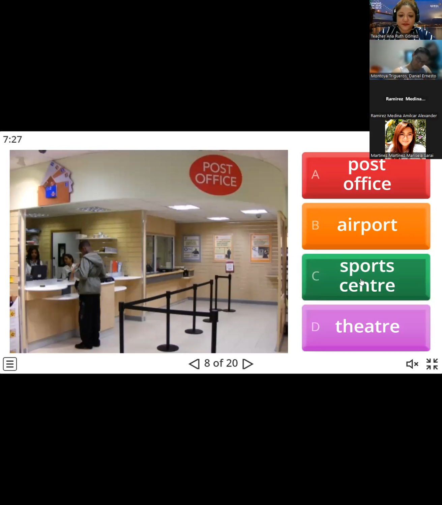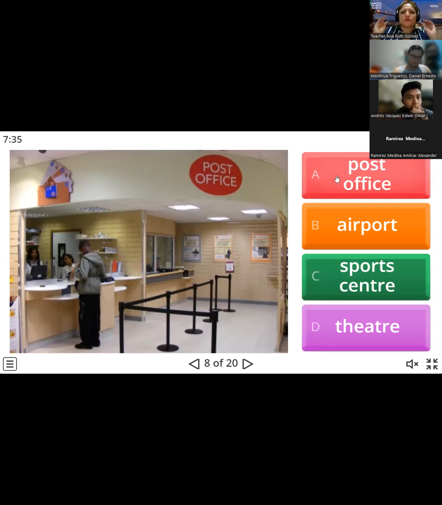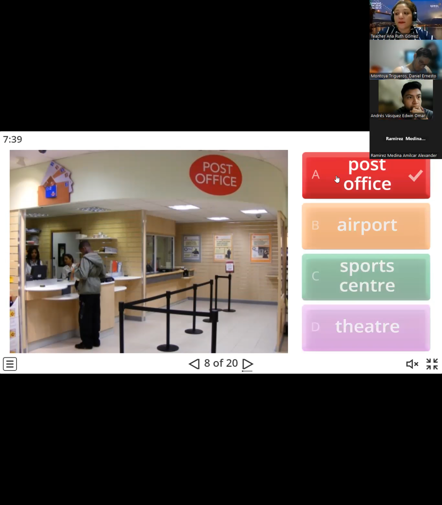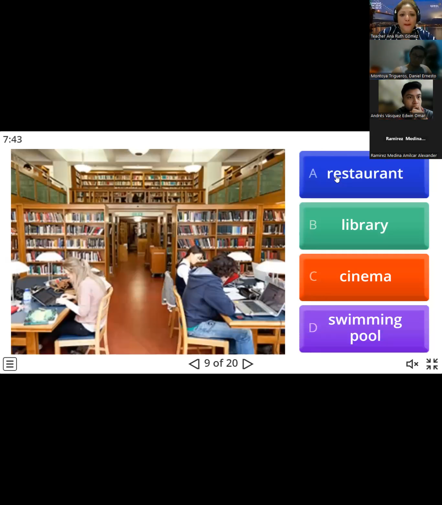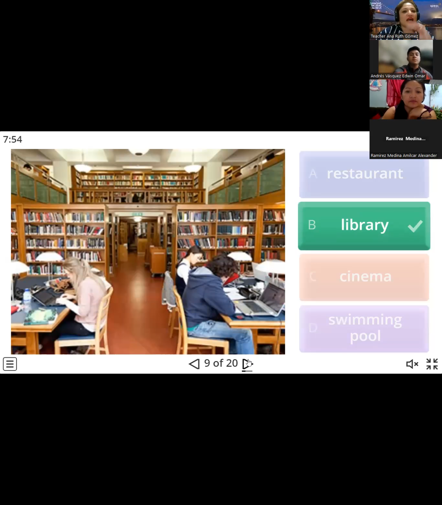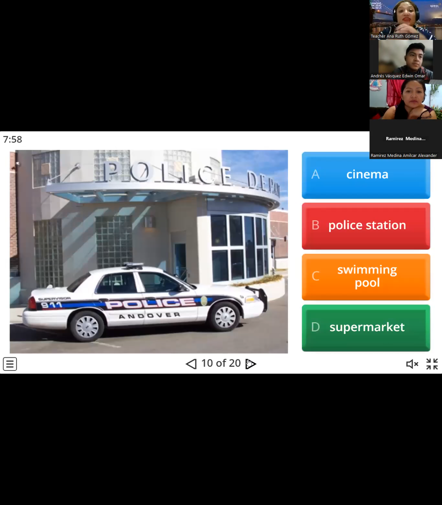Okay, what about the next one? It is a post office. All right, very good. So, American English or British English, post office. The two are okay, right? Okay, what about the next? It is a library. Very good. In American English or in British English, there is no problem. What about this one? It is a police station. Or you can say it is the police station. The two are correct. No problem. Okay, because you have a picture. All right, so letter B. Excellent. What about the next one? What is it?